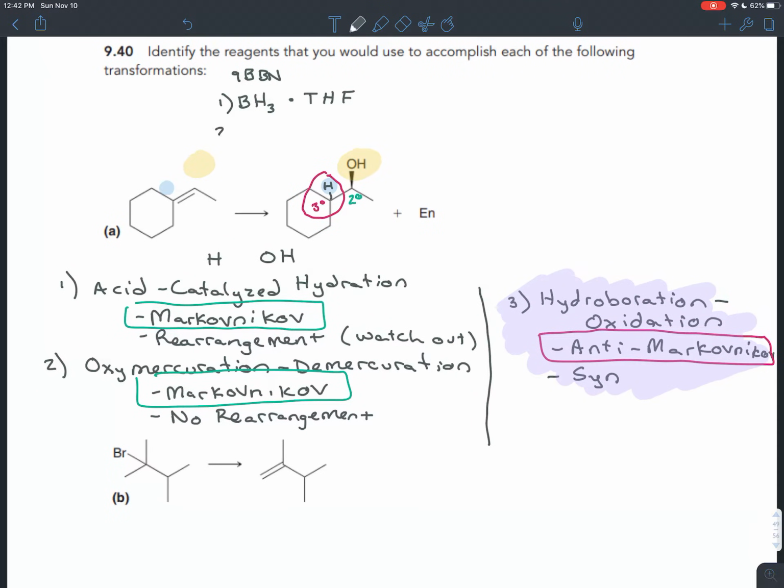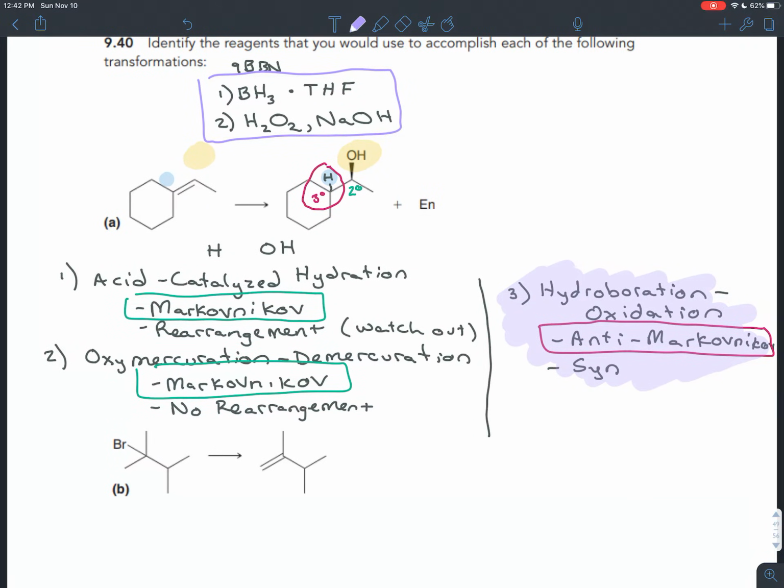So that's one step, followed by, so this adds the hydrogen and the boron, so hydroboration, followed by hydrogen peroxide, and it's going to be one of the OHs on the hydrogen peroxide that replaces the boron, so that's the oxidation step, and to activate that, you use sodium hydroxide. So the answer for this question is this recipe. This is what you would add in order to make that transformation happen.